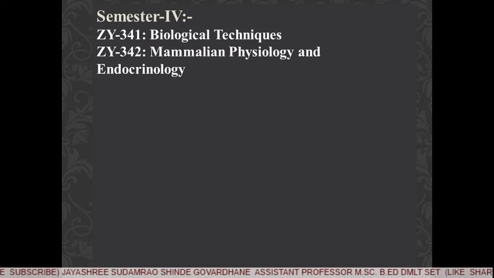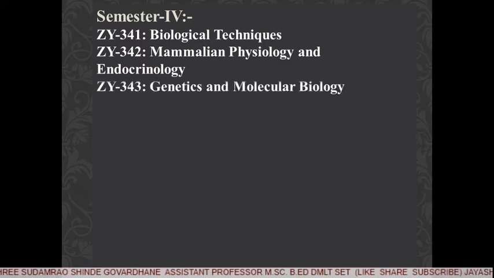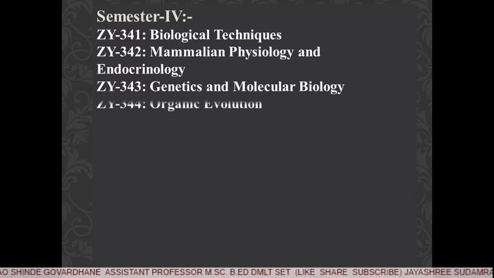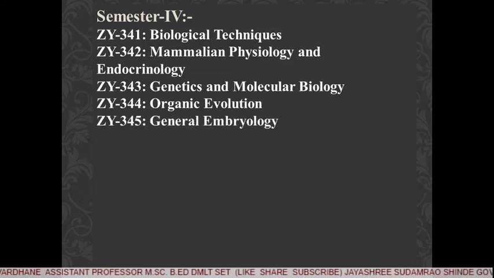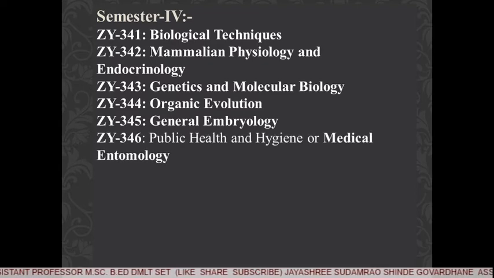Now the semester 4 papers are: 341 biological techniques, 342 mammalian physiology and endocrinology, 343 genetics and molecular biology, 344 organic evolution, 345 general embryology, and 346 public health and hygiene or medical entomology. From these two you can choose any one. In our college we have taken medical entomology.